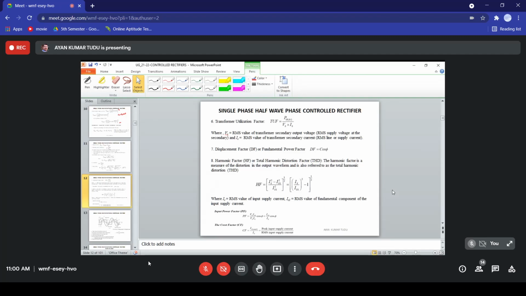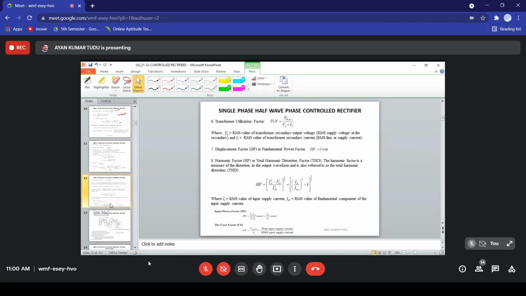Obviously it is a measure of the distortion in the output waveform and also referred to as the total harmonic distortion. Okay, so harmonic factor is equal to root over of Is square minus Is1 square by Is1 square, where obviously Is1 is the RMS value of the fundamental component of the input supply current and Is is the RMS value of the input supply current. Then the input power factor PF is equal to Is1 by Is into cos phi, and the crest factor is equal to peak input supply current by RMS input supply current. I hope it is clear, because I am again repeating the same thing, that the alpha value would be given to you and you have to find these performance parameters if asked for a single phase half wave controlled rectifier.